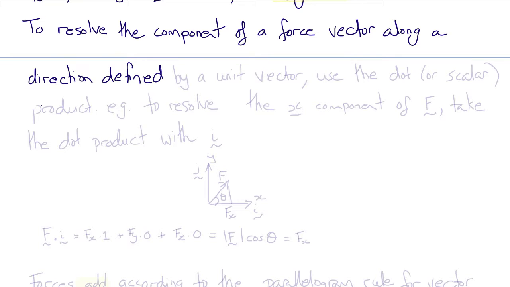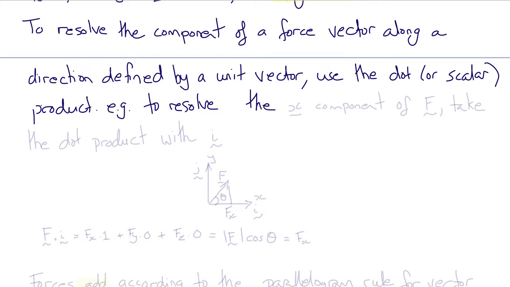In general, you could use the dot product to resolve the component of one vector with respect to the axis of another vector. For example, if we want to resolve the x component of the vector F, the force vector F, then we'll take the dot product with i, or e1.